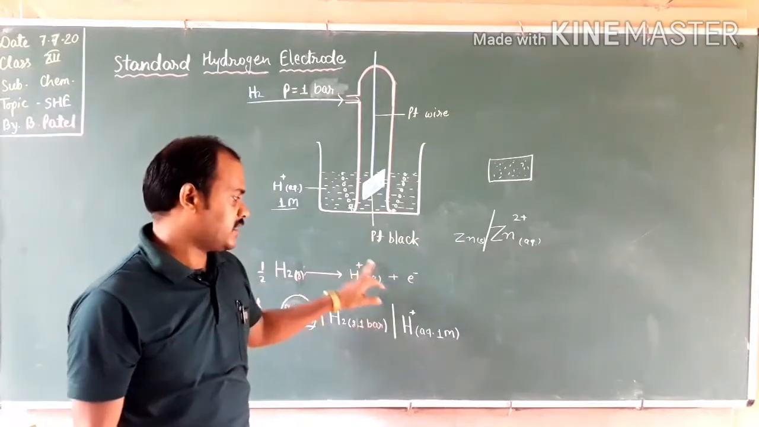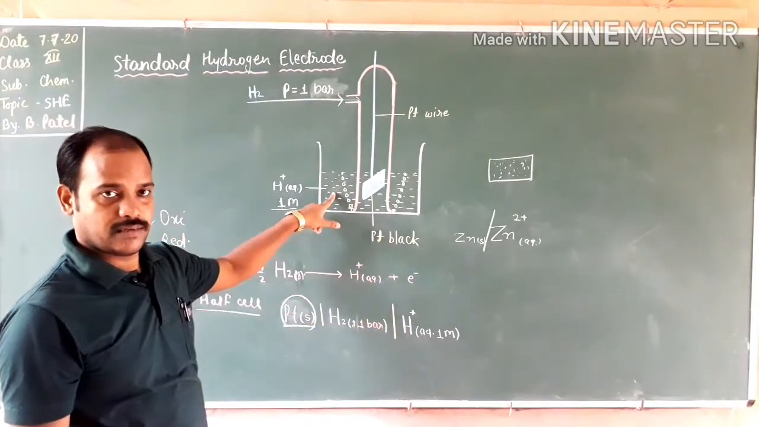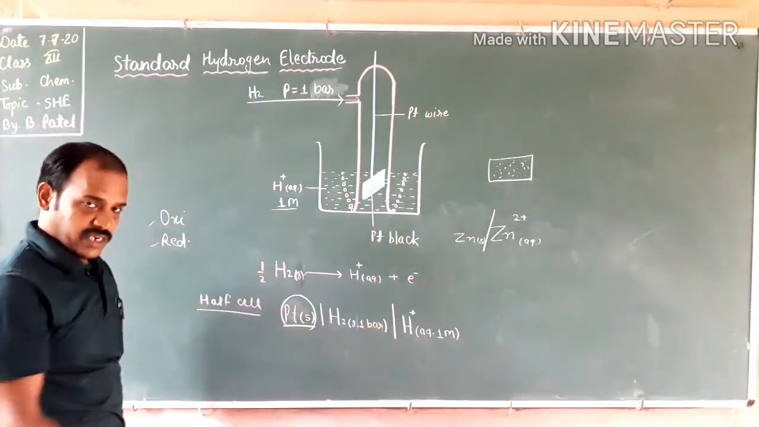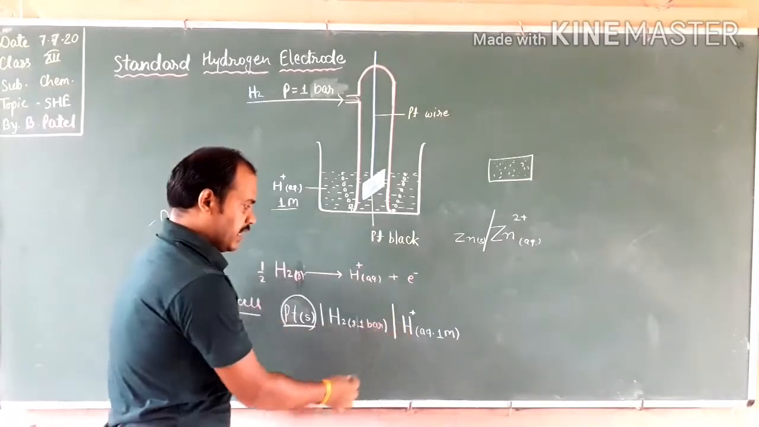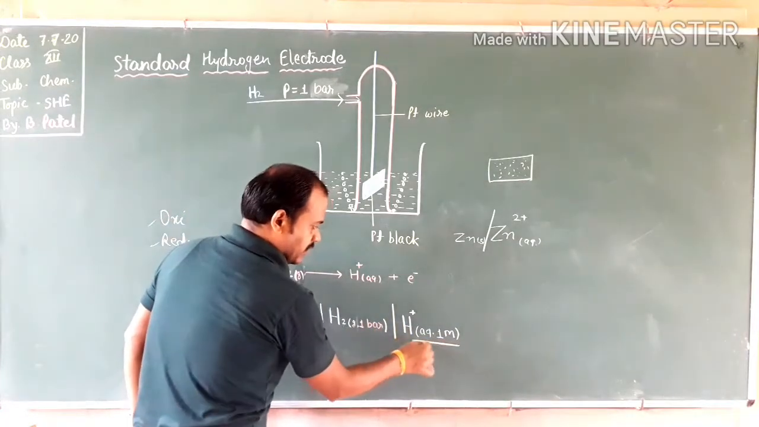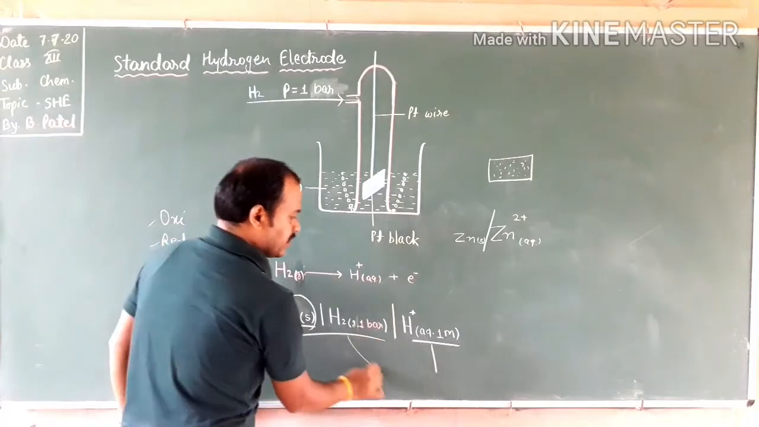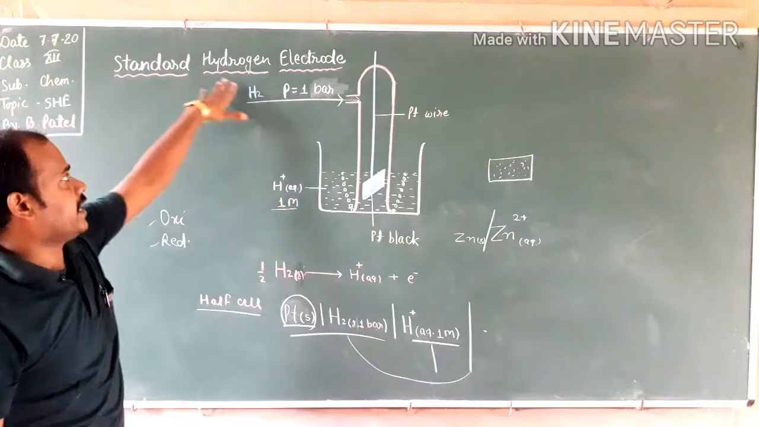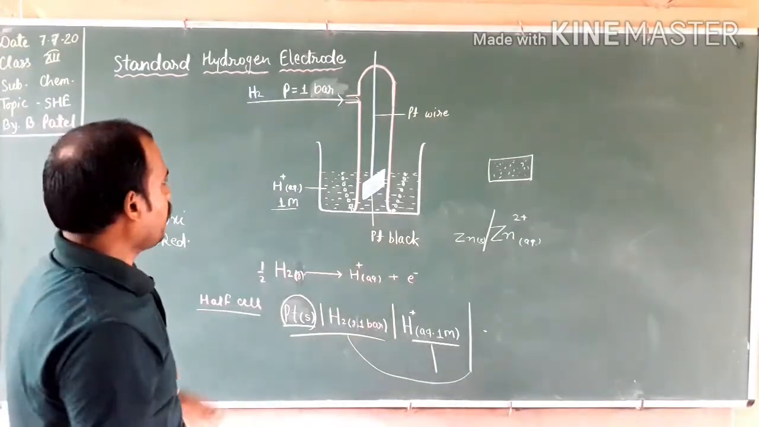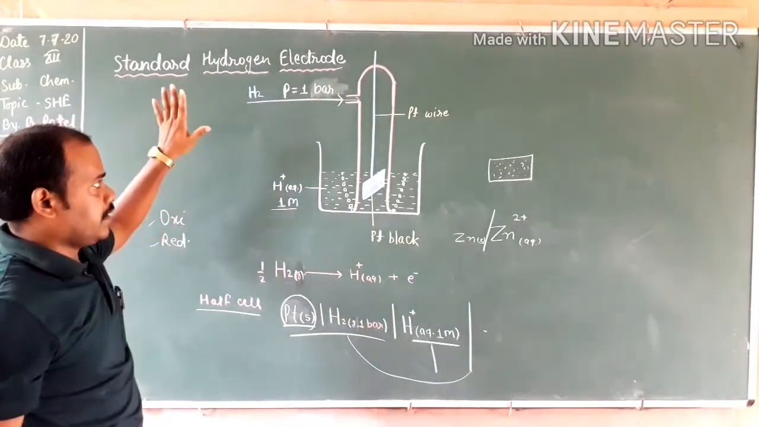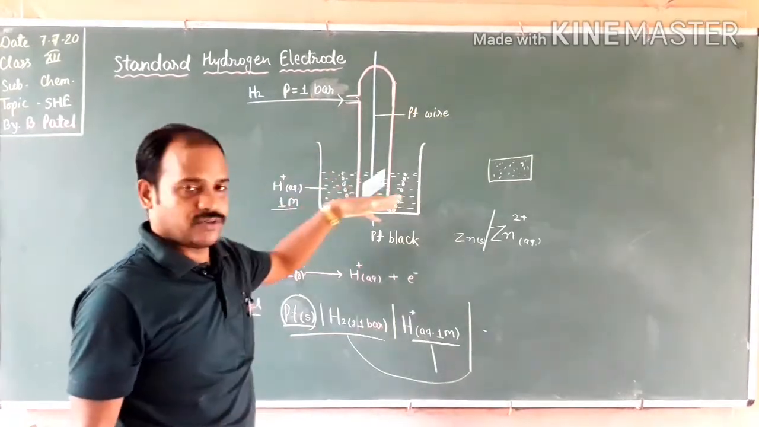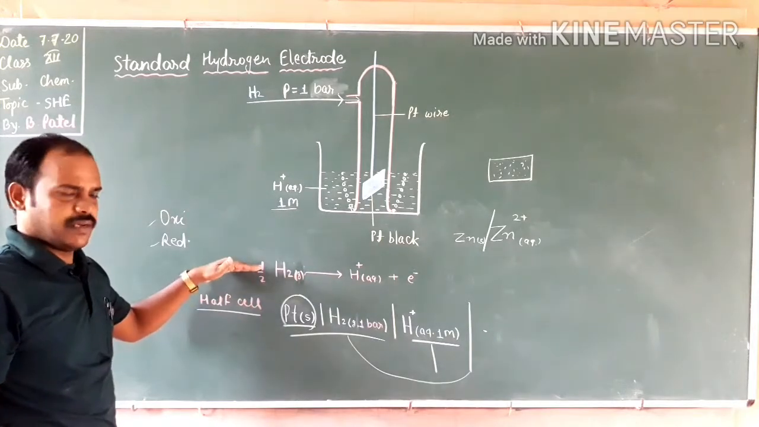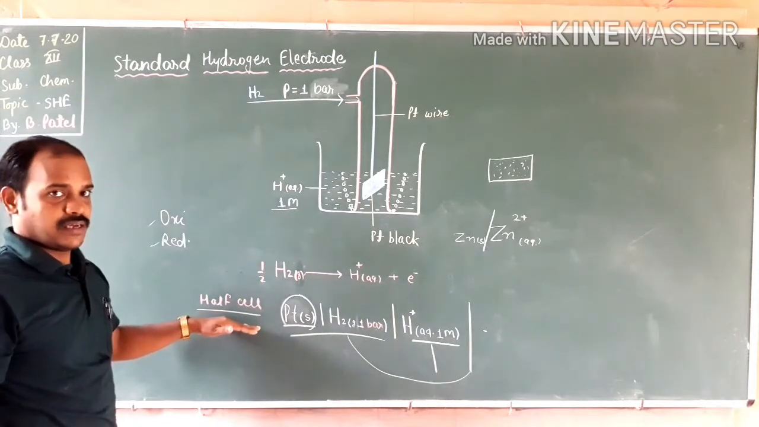In the product H plus, the concentration of the solution is 1 molar. So it is H plus aqueous 1 molar. If a reduction reaction is there, then we will inverse it. Here H plus will be written after this slash. So this is the standard hydrogen electrode. Basically, what should we remember? The important thing is the structure of this hydrogen electrode and the reaction representation. The reaction is very simple. Here the representation is very, very important.